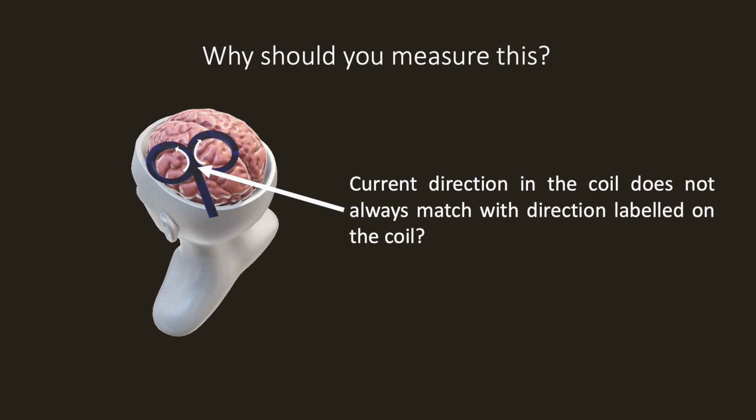First, why should you measure the current direction in your coils? Although one assumes that the arrows on the coil correspond to the current direction in the coil, we recently discovered that this is not always the case, and that in a small number of coils there is a mismatch between the label and the actual current.